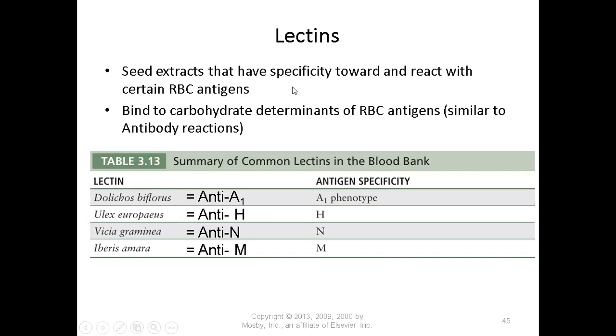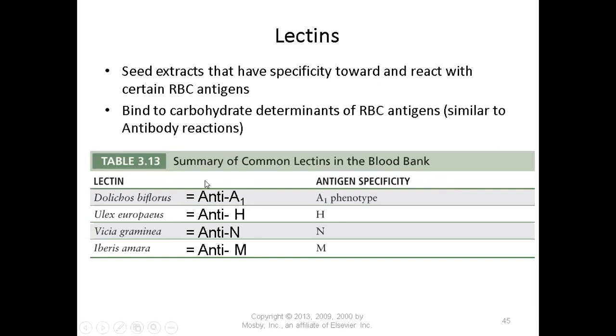Okay, so these are seed extracts that have a specificity toward and react with certain red cell antigens, similarly to how an antibody would react, but they're not antibodies, so they're called lectins because they come from plants. They bind to carbohydrate determinants of red cell antigens just like an antibody would. Okay, and there are a few that are very important to blood bank testing.